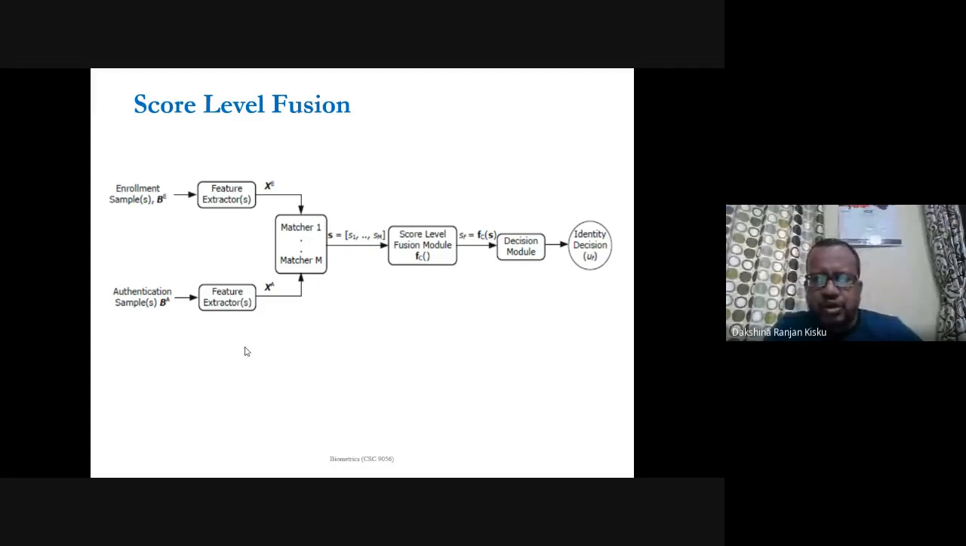There are different score level fusion techniques. One such technique is the sum fusion rule. Other techniques available are the max rule, min rule, and adaptive fusion techniques. If we apply the sum rule, all the matching scores obtained from m number of matchers are added together, so we get the sum of all these matching scores. If we apply the max rule or min rule, we select the maximum or minimum matching score out of the m matching scores. If we apply partial fusion technique, then we get the minimum match.